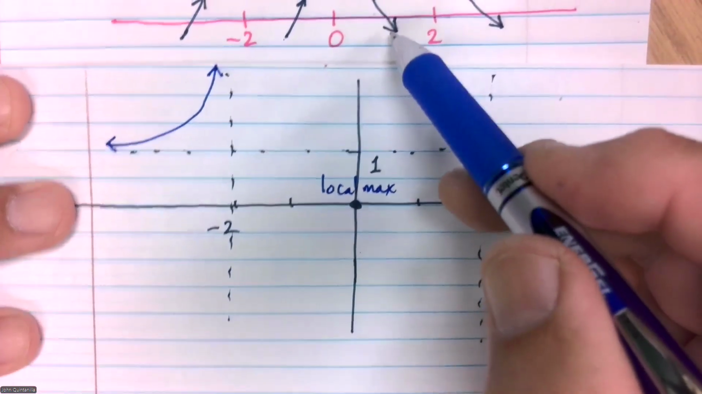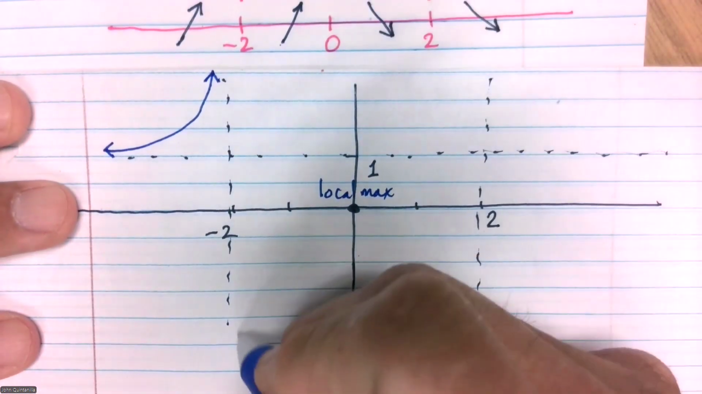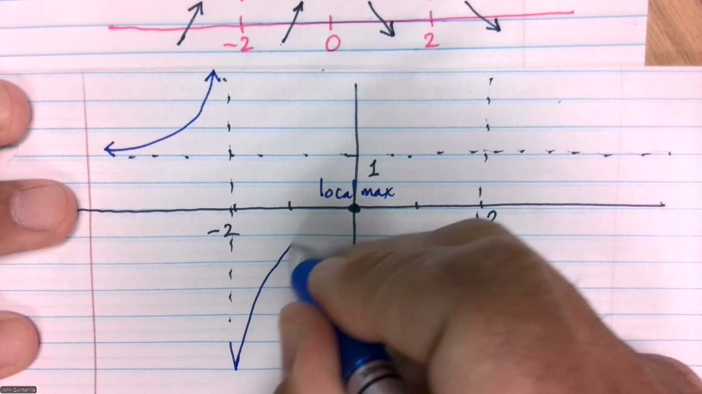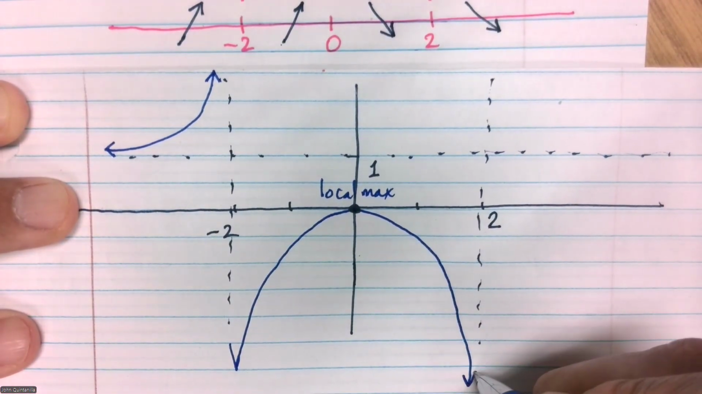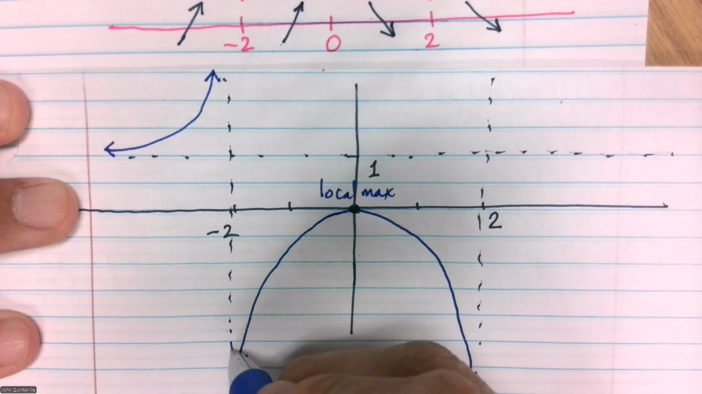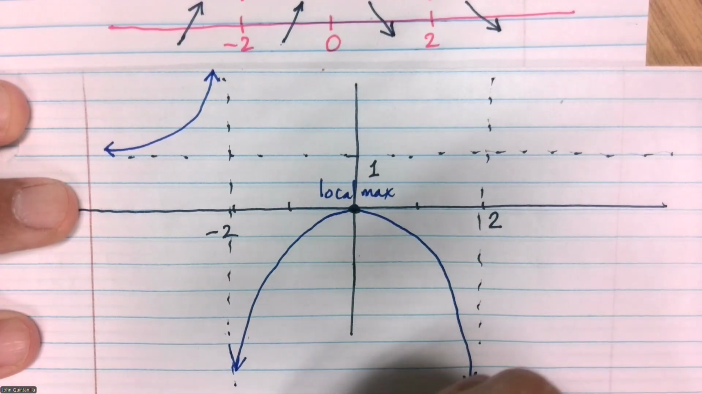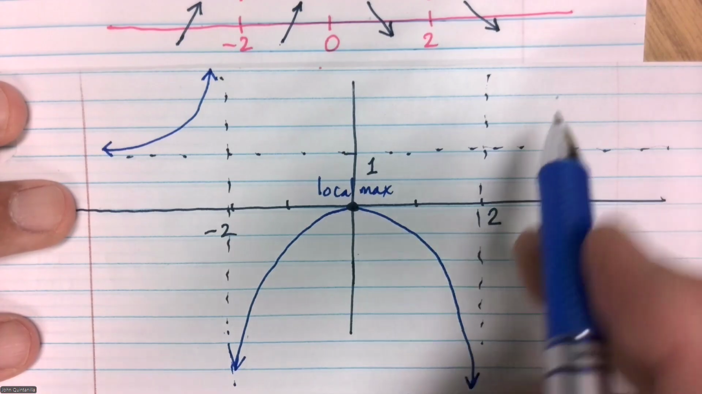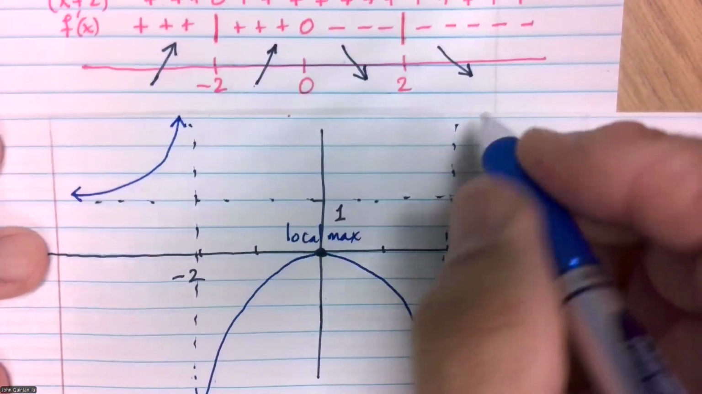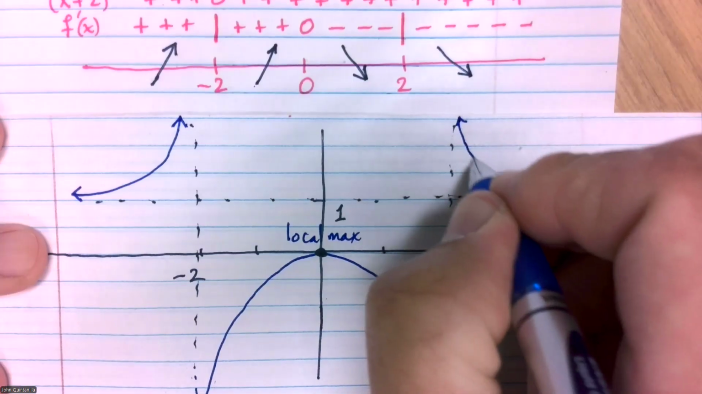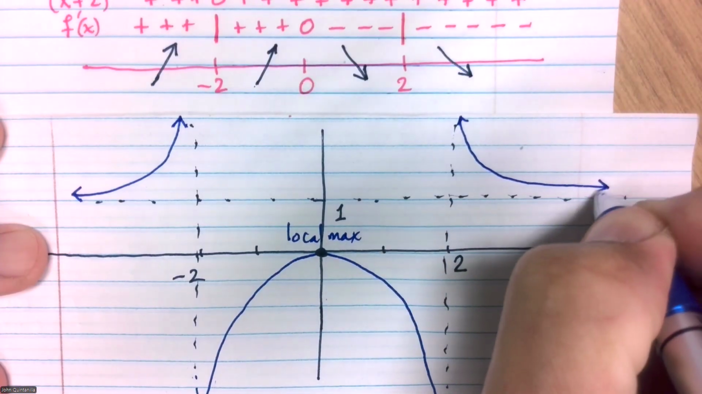And then it decreases to the right of 0. So the graph must go like this somehow. It's not quite parabola shaped. It doesn't cross the vertical asymptote, but it's controlled by these two vertical asymptotes. And then finally, to the right of 2, the graph is decreasing. And so I'm between this vertical asymptote and this horizontal asymptote.